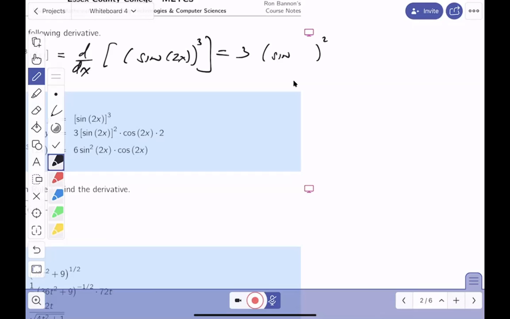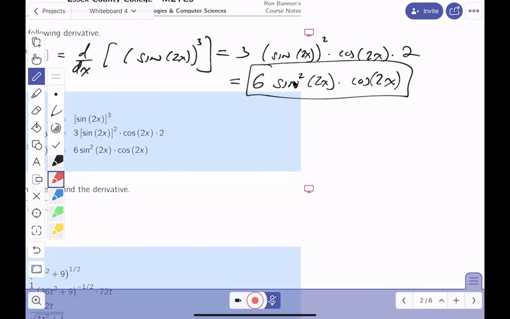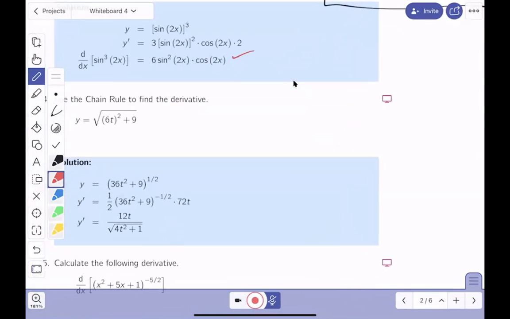Sine 2x times the inside. Well, the inside outermost function is cosine of what? 2x times, well, the derivative of 2x would be 2. I want to clean it up a little tiny bit. This would be 6 sine squared 2x times cosine of 2x. I'll put a box in this. I'm going to look at the key and see if we got the same answer. And this is what I'm looking at. Look at the key, 6 sine squared. Yeah, I got the same answer, which is good news. All right, let's do the next one.